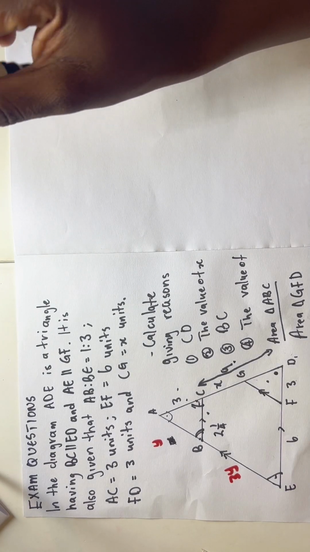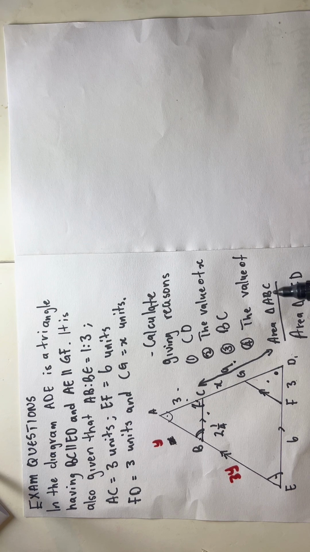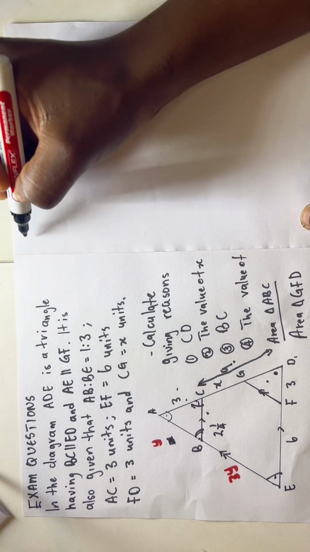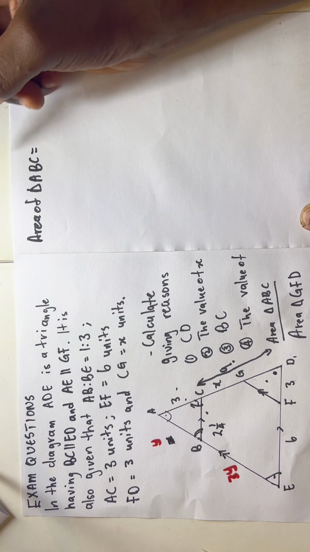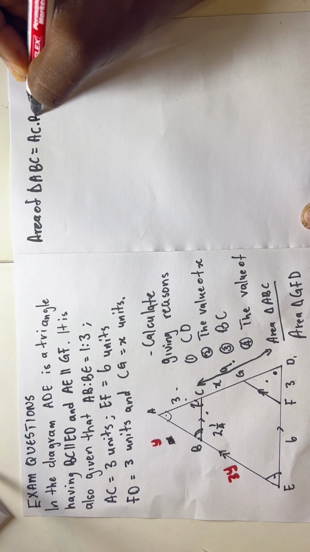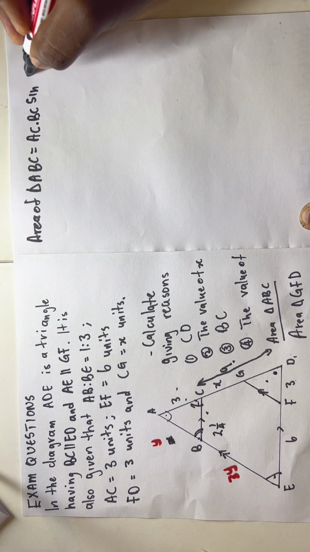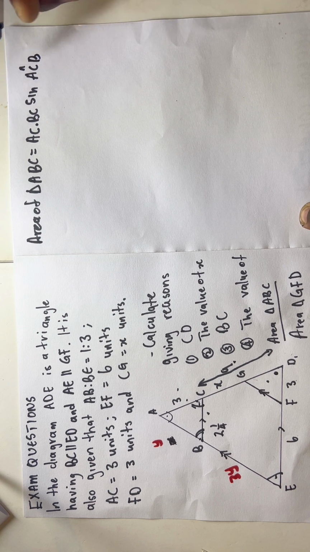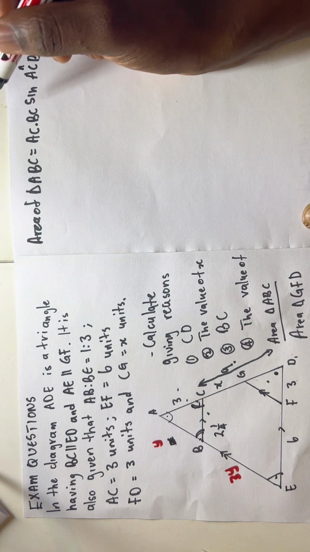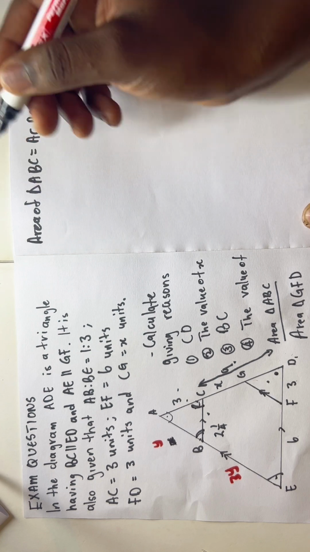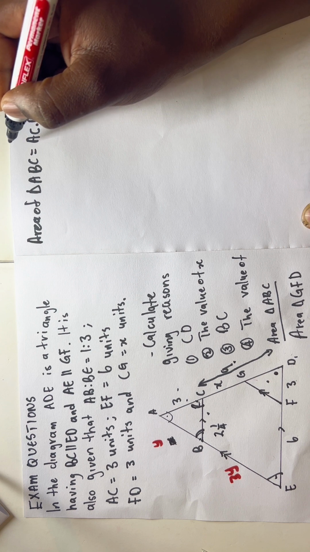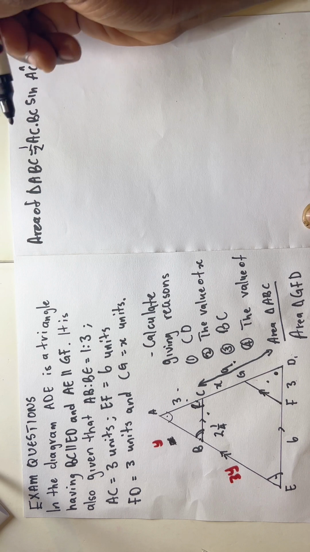Let's examine this last question. Your last question requires you to calculate the area of ABC divided by the area of GFD. So basically you are looking at ABC and GFD. So what is it that you're going to do? You're going to say, look, your area of triangle ABC is going to be equal to what? It is going to be equal to your AC multiplied by your BC sine of ACB. So basically it's going to be this side and this side, including this interior angle, which is your angle C. Remember, your area here must be half. I forgot this half.